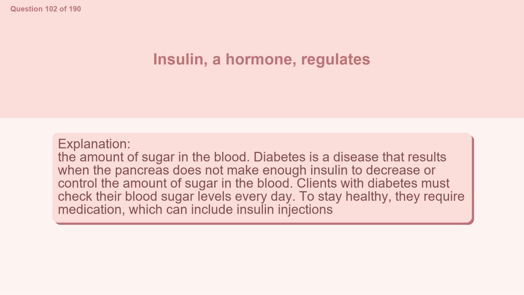The amount of sugar in the blood. Diabetes is a disease that results when the pancreas does not make enough insulin to decrease or control the amount of sugar in the blood. Clients with diabetes must check their blood sugar levels every day. To stay healthy, they require medication, which can include insulin injections.